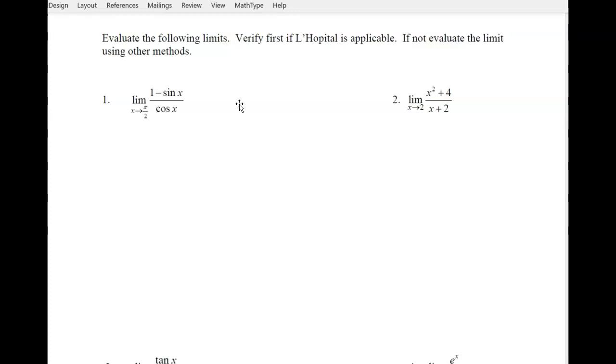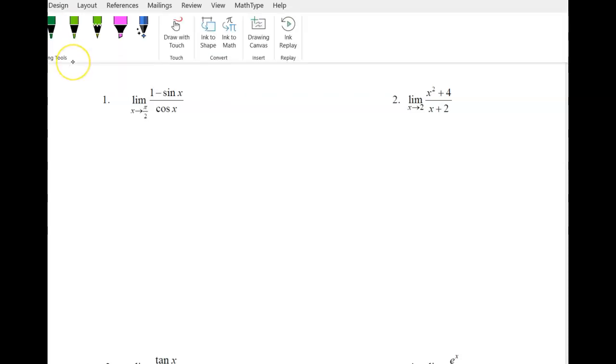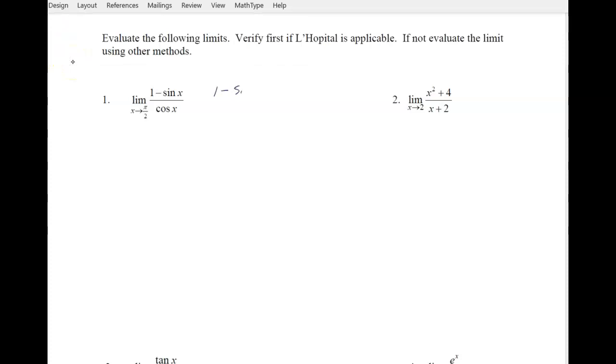All right. So you're back. So this problem, first I have to see what happens when I substitute. And when I substitute, I get 1 minus the sine of pi over 2 over the cosine of pi over 2.